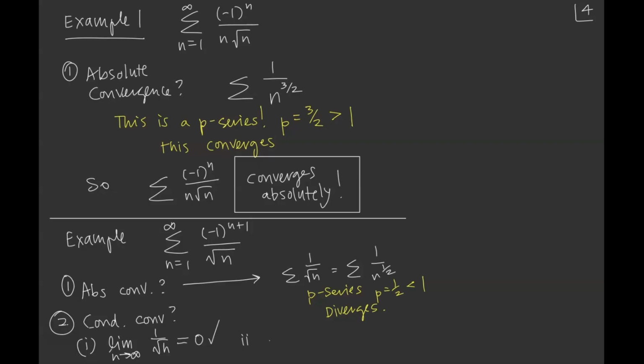Then we have to ask, is each term smaller than the term before? Yeah, and we're just considering the positive parts. 1 over square root of n is getting smaller with each successive term. So this also checks out. Okay, so at least we have that this converges conditionally.